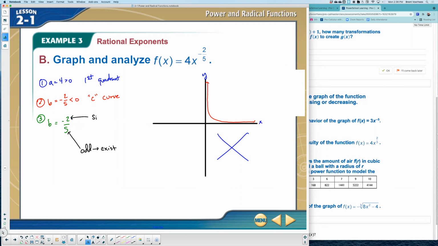Since it exists, what's 2? Is 2 even or odd? So B equals -2/5. The numerator is even. You go off the numerator. And so if it's even, how does it reflect? Across the y-axis. And so your graph would look like this.